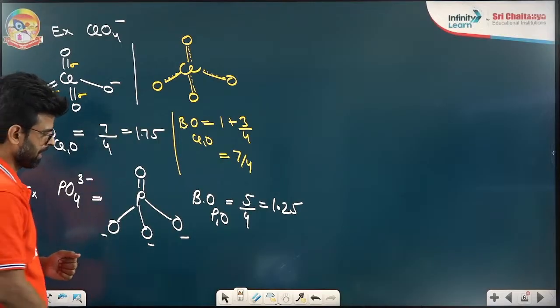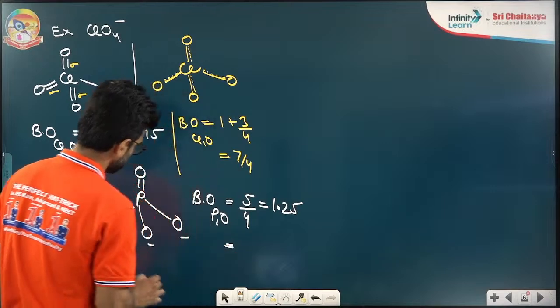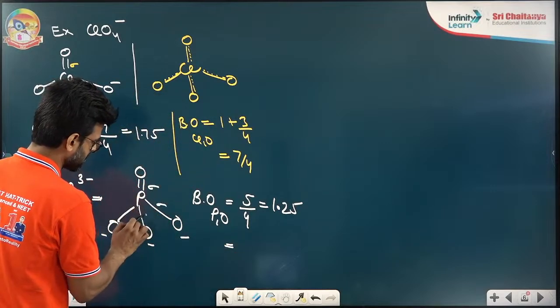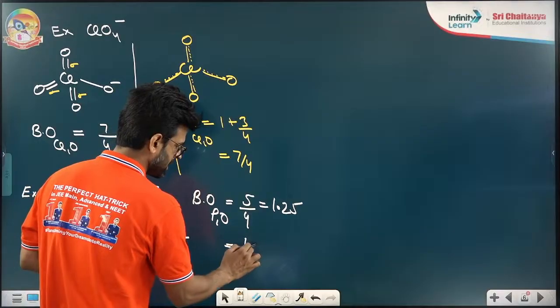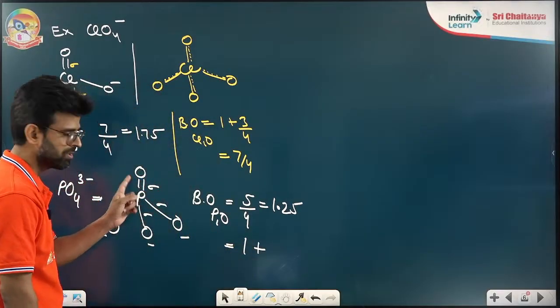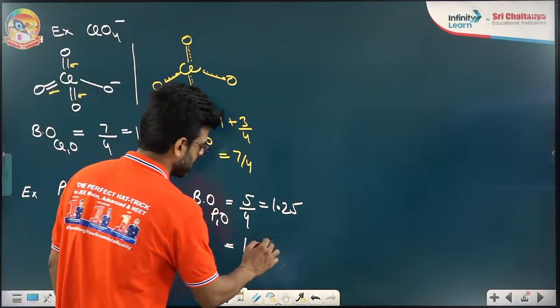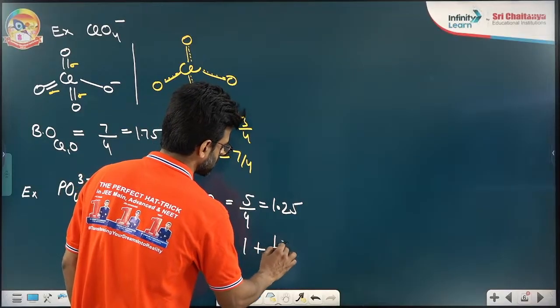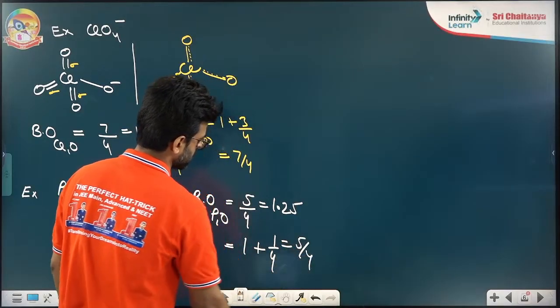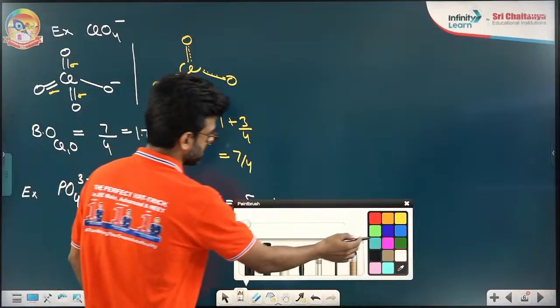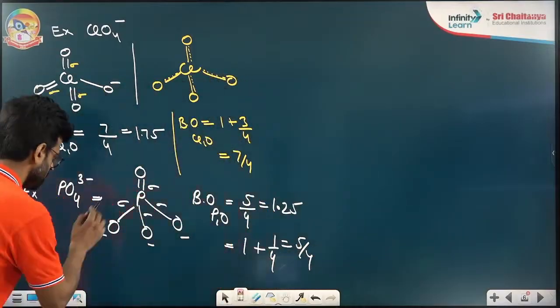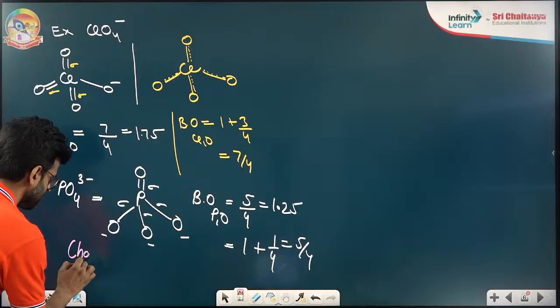Easy. In the other way, you say there is sigma, sigma, sigma. Everywhere one sigma bond is present, and one pi bond will delocalize in 4 locations. So how much is coming? 1 plus 1 by 4. Same thing is coming. How much? 5 by 4.